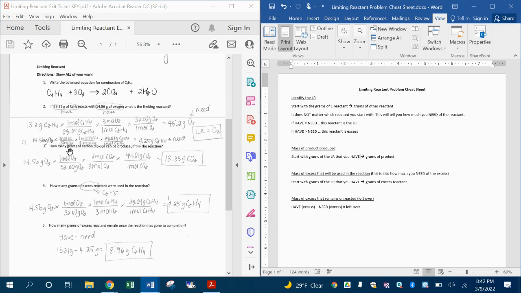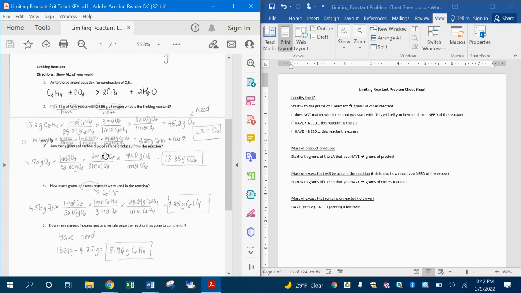And in order to find out how much product is produced, we're going to start with the grams we have of our limiting reactant and do a gram to gram of the products. And because it asks for carbon dioxide, we'll do a gram to gram of carbon dioxide, and here is the answer. You do not need to have the same number of significant figures as I do. If you rounded this to 13, that would be fine. If you rounded it to 13.4 grams, that's also okay.